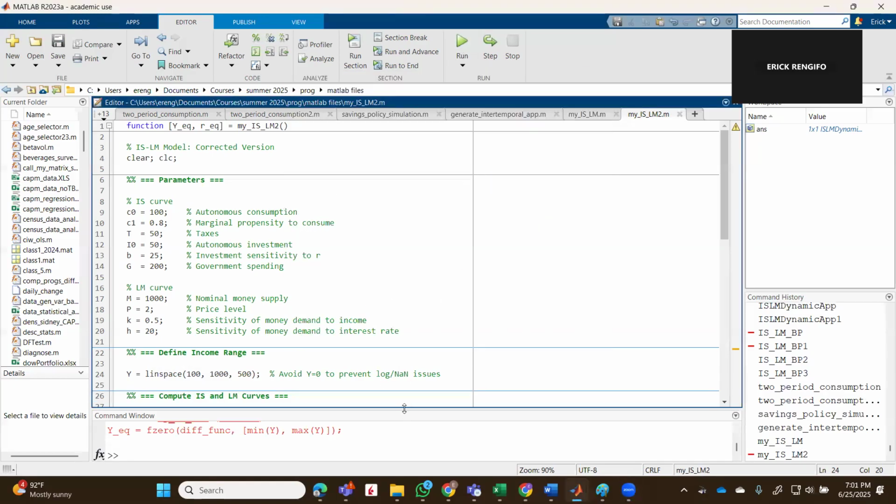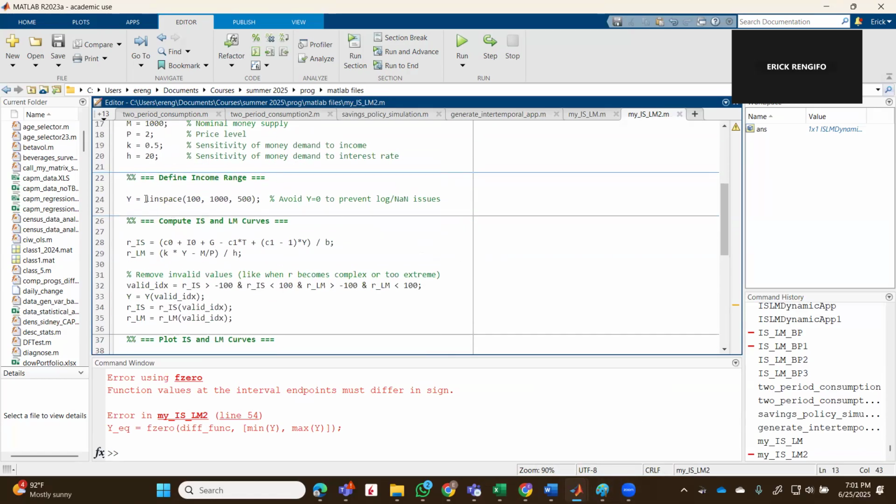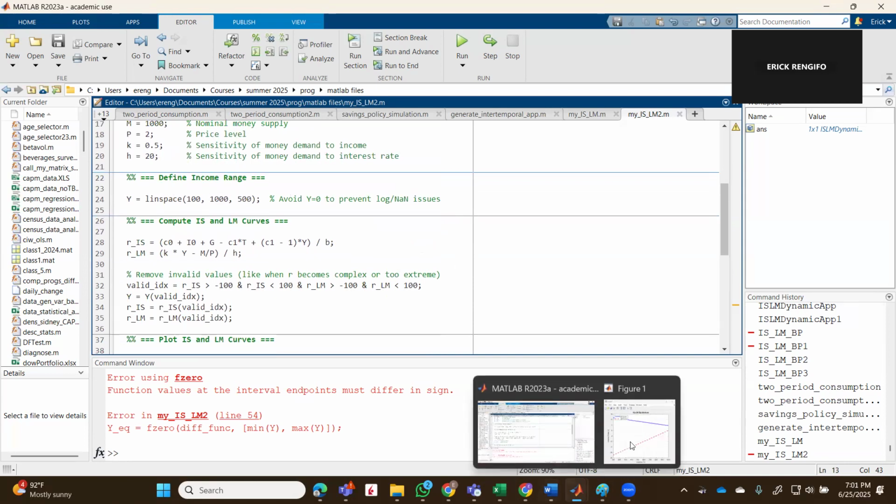Do you see this message here? F0, they don't cross each other. They don't cross the value 0. Remember, F0, we know this function. We have worked with this function, so you need to be able to read. So then, guys, when you have this type of issue, it implies that basically the values here, the definition of Y, are not enough. Take a look at the graph.